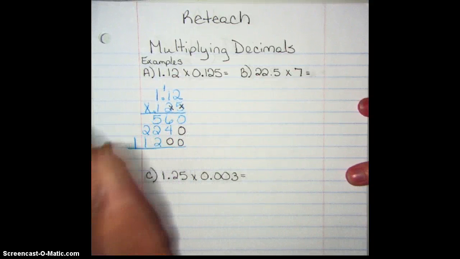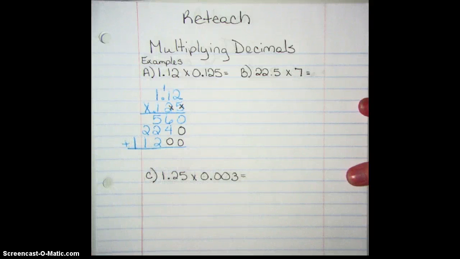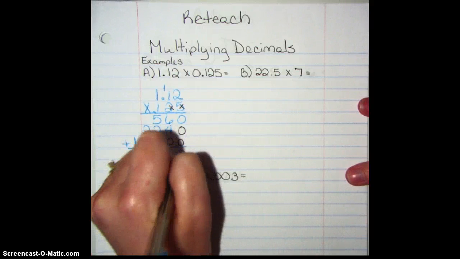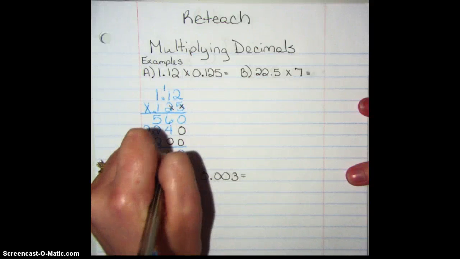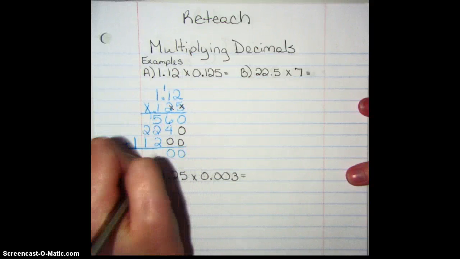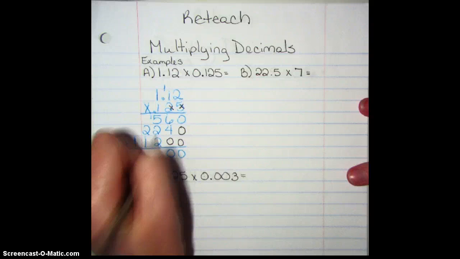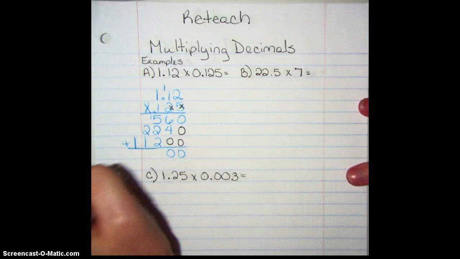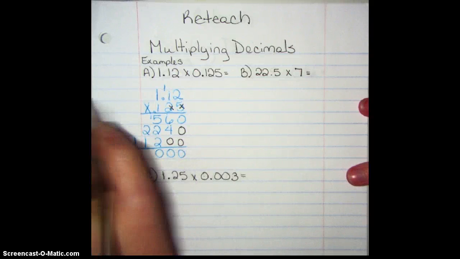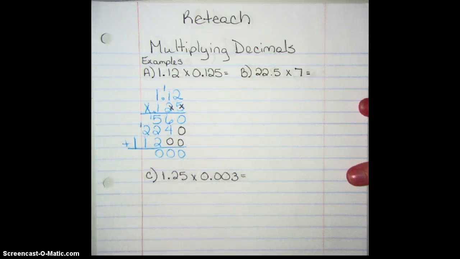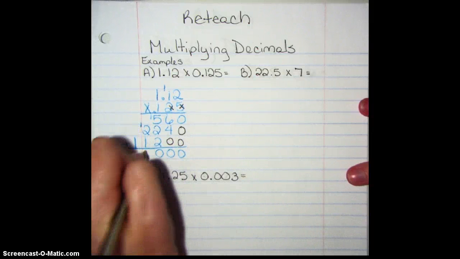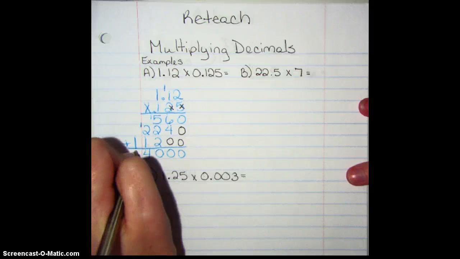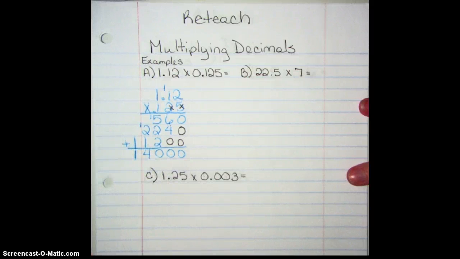At this point, I'm going to go ahead and add these together. 0, 0, and 0 is 0. 6 plus 4 is 10, carry the 1. 5 plus 1 is 6, plus 2 is 8, plus 2 more is 10. So a 0 and carry the 1. 2 plus 1 plus 1 is 4. And then I have a 1 all by its lonesome over here.